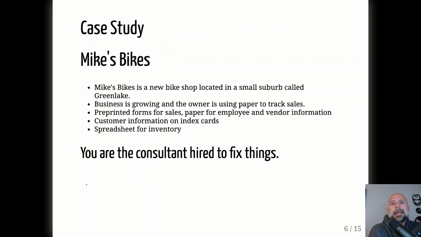All right, so for our case study, we'll dig into some details tonight, but not all the details. Mike's Bikes is a local bike shop located in a small suburb called Green Lake. This is directly out of your book. I don't come up with stuff. I'm not creative. The business is growing, and the owner is using paper to track sales. Pre-printed forms for sales, paper for employees and vendor information, customer information on index cards, and a spreadsheet for inventory. We are the consultants that were hired to fix everything.